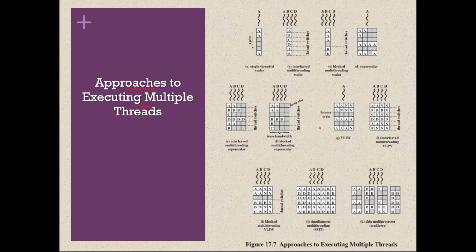We will discuss all these things in detail. The first one is single threaded scalar. Always remember, scalar means one processor. Superscalar means one processor with multiple logical units. So single threaded scalar is similar to the one which we have discussed.